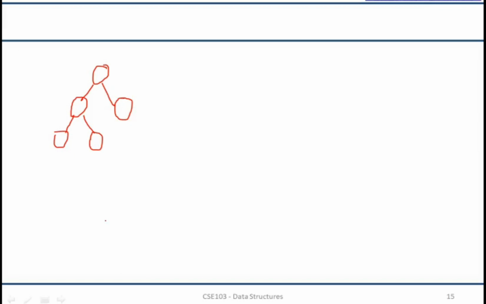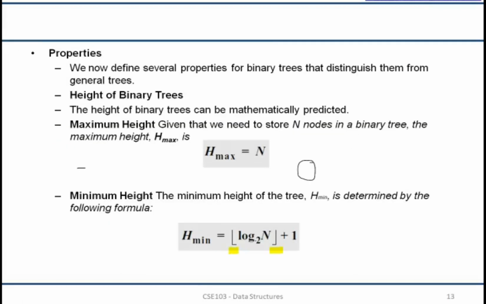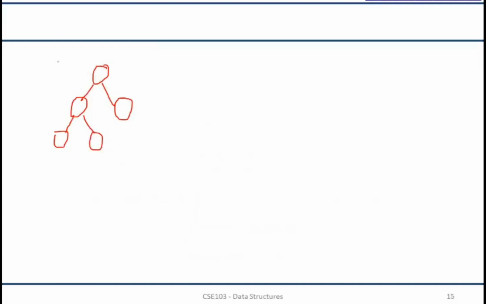And what is the formula given here? Log n base 2. What is the log 5 base 2 value? It is 2 point something. If you round it down to the previous integer, it is 2. So 2 plus 1 is how much? 3. See here, what is the height of this tree? 1, 2, 3. So a binary tree with minimum height 3 is needed to accommodate 5 nodes.